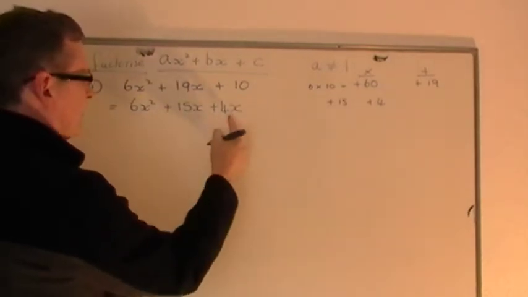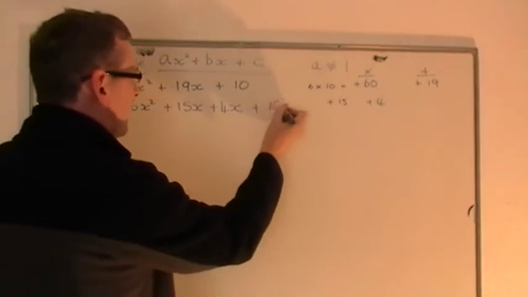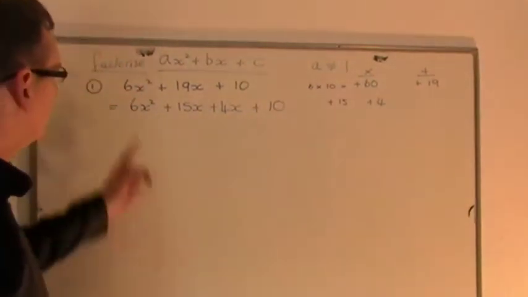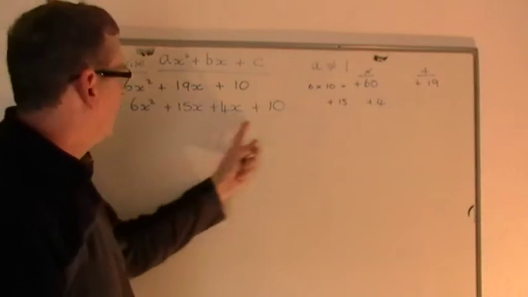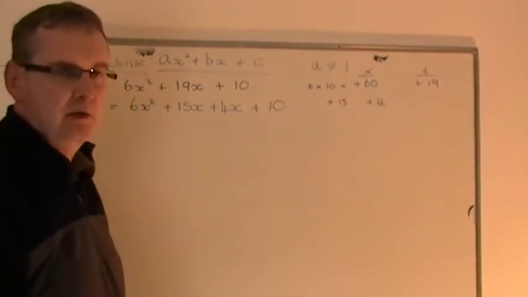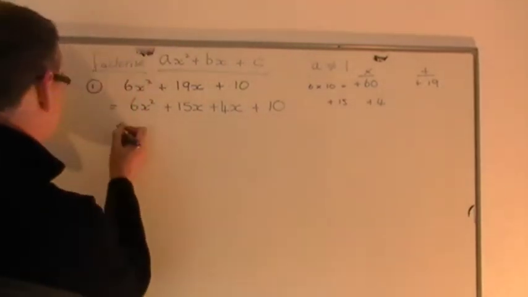So what I'm going to do is replace the plus 19x with plus 15x plus 4x, like so. So that's the same as that. And I'm going to leave the plus 10 exactly unchanged. So that top line now I'm going to replace with that line there. Okay, next, a set process.